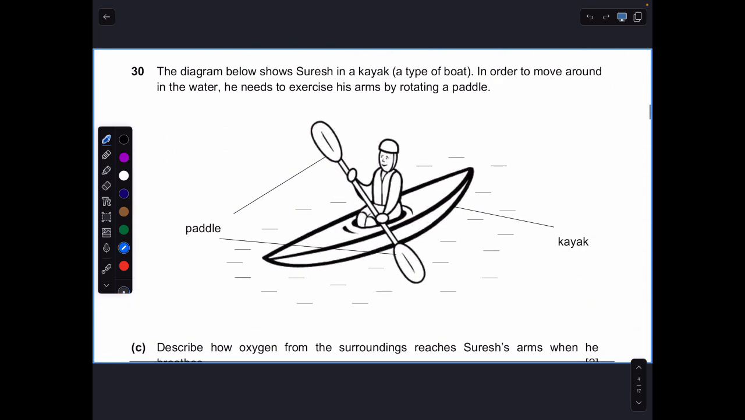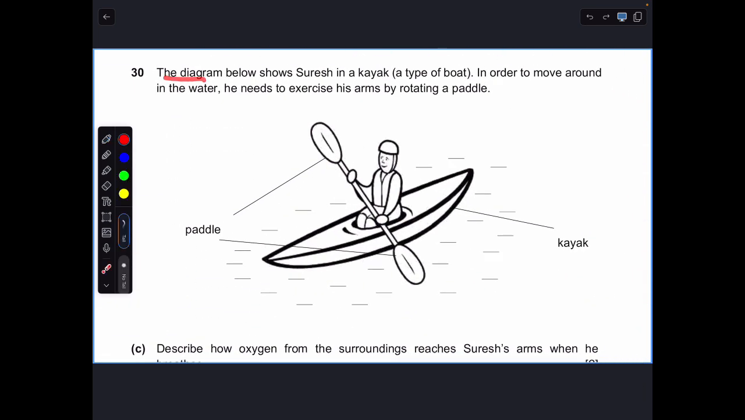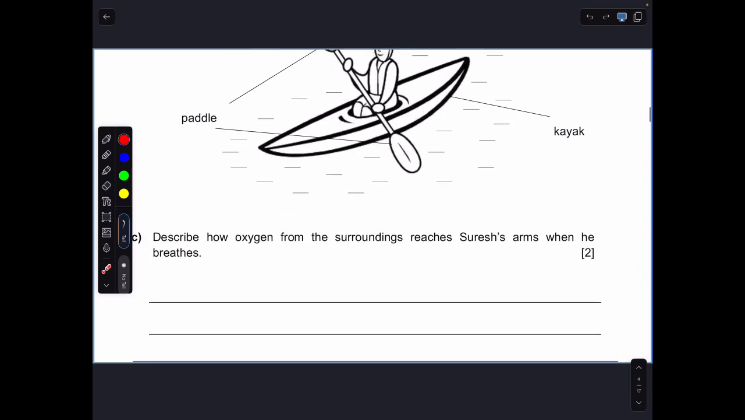Next. The diagram below shows how Suresh in a kayak, in order to move around water, needed to exercise his arm. Describe how oxygen from the surrounding reaches Suresh's arms when he breathes. Hello, the keyword here is describe. So once again, ask yourself, what topic is this on? The topic is actually respiratory system and circulatory system. This is a combination question. So you have to talk about both.